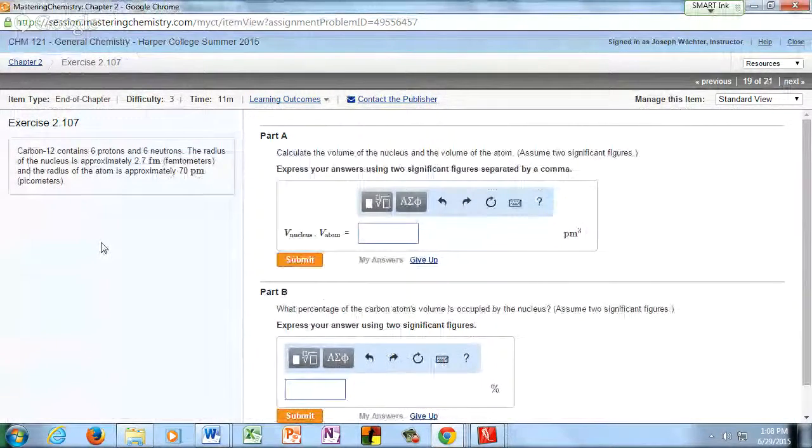Carbon-12 contains 6 protons and 6 neutrons. The radius of the nucleus is approximately 2.7 femtometers, and the radius of the atom is approximately 70 picometers. Calculate the volume of the nucleus and the volume of the atom. All right. Let's make a little drawing here. So here's our nucleus, which we're going to assume is a sphere. And then here's the rest of the atom, which we're also going to assume is a sphere.